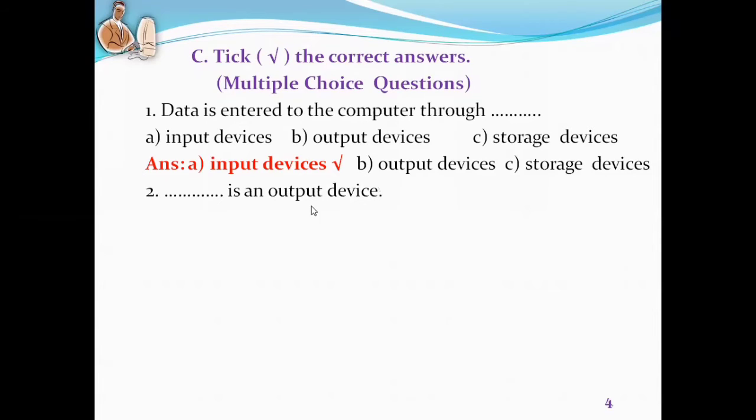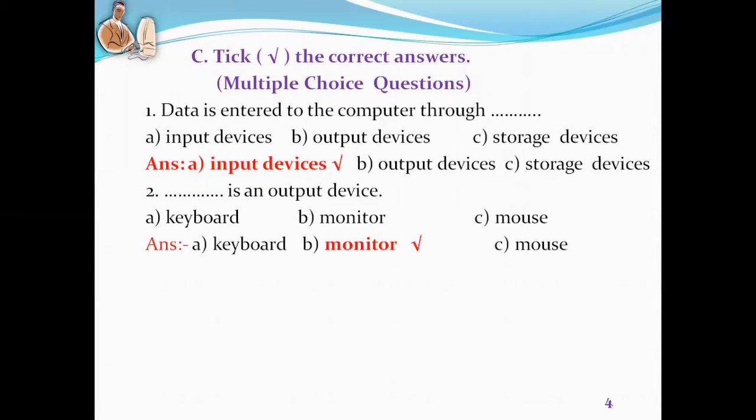Next. Dash is an output device. Options are: keyboard, monitor, mouse. So which one is right? I think monitor, no? We'll see the answer. Okay, some of you are writing, I think, but I cannot see because I'm using my laptop. I'm not able to see your chat. Okay, monitor is the correct answer. Monitor is an output device. This is an input device, and this is also an input device.